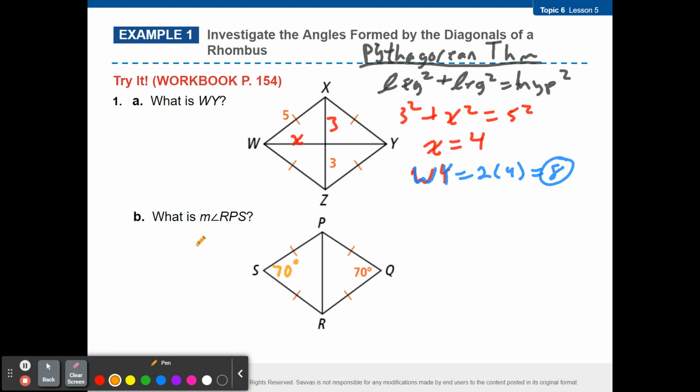But we also know that those diagonals kind of bisect the angles also. A lot of different rules you guys have here, right? All right, so the other thing you can look at is this is an isosceles triangle. So I'm going to take 180 minus 70, which leaves me with 110. I'm going to divide that by 2. I get each angle is 55 degrees. So then in this case, we know that the measure of R to P to S is also 55 degrees.